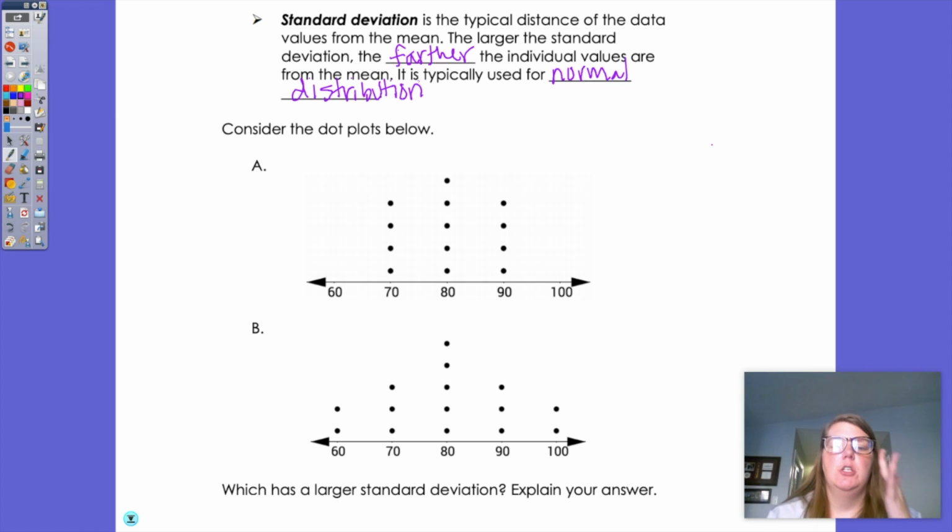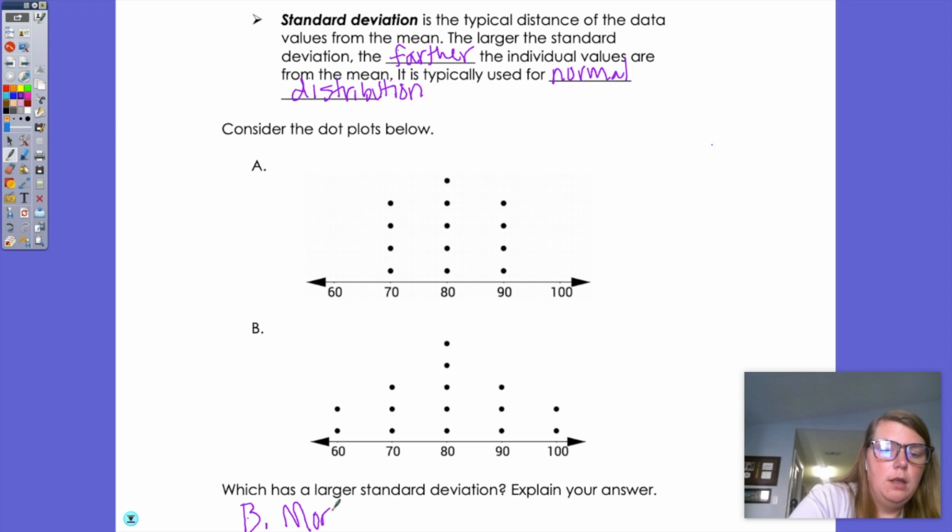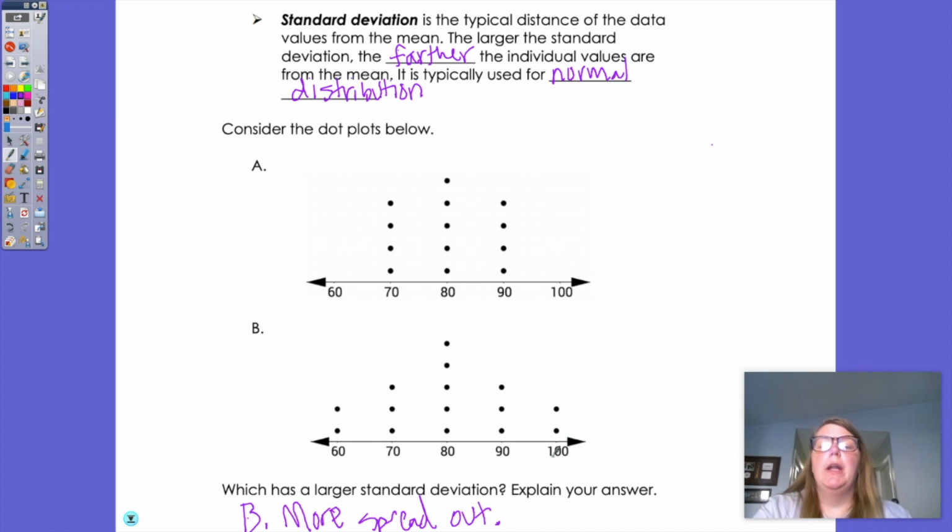Same with standard deviation. So if we look at these two dot plots, which of these has a larger standard deviation? Meaning, which of the data is more spread out? Which data has values that are farther from the middle? That would definitely be B. The reason it's B is because they're more spread out. Our data goes from 60 to 100 in B, and it only goes from 70 to 90 in dot plot A.